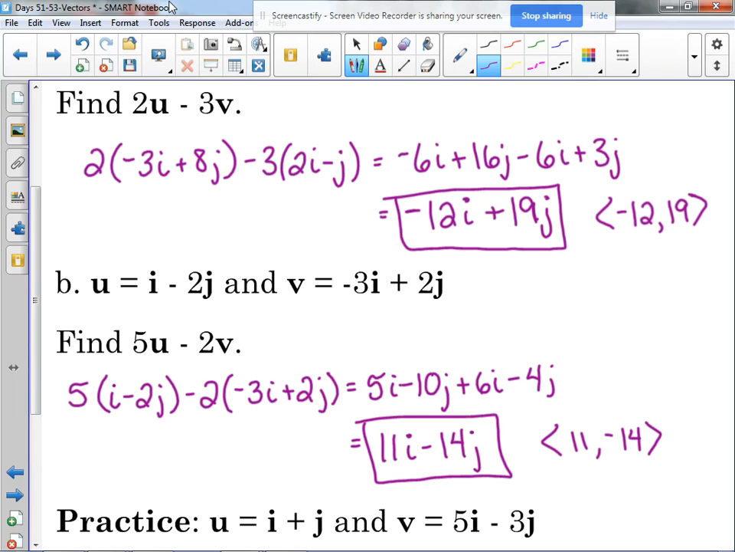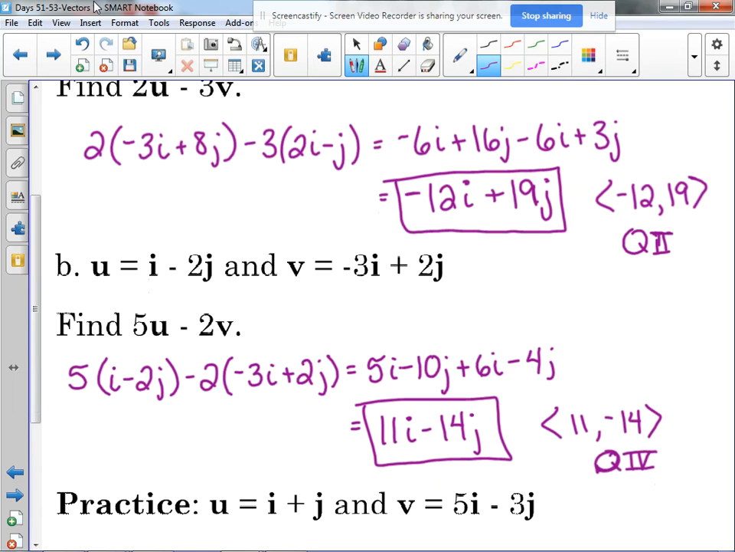Since we're getting ready to talk about direction, let's go back to example A and talk about what quadrant that vector is in. It has a negative x component and a positive y component, so that's going to be in quadrant 2. I mentioned that because we're getting ready to do direction. Direction has to do with angles. It's very important to know what quadrant you're in when you're dealing with angles. In example B, we have a positive x and a negative y, so we are in quadrant 4 with that vector.